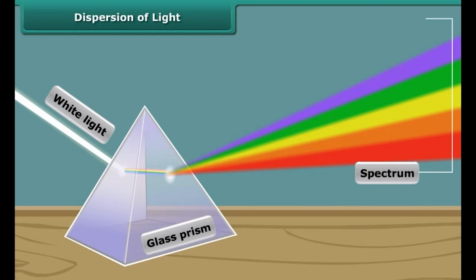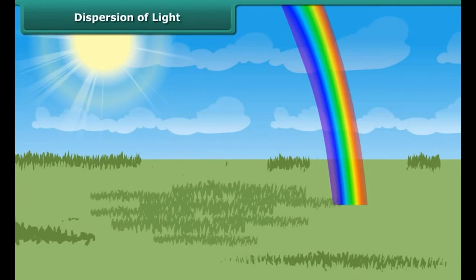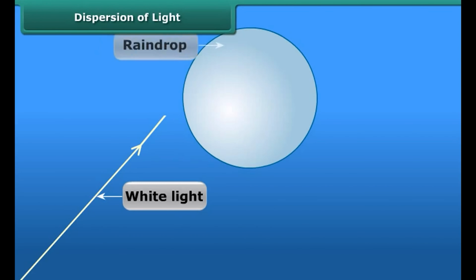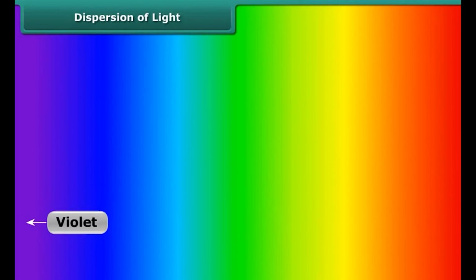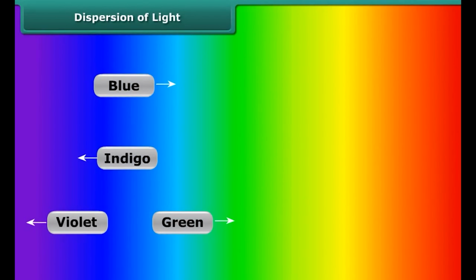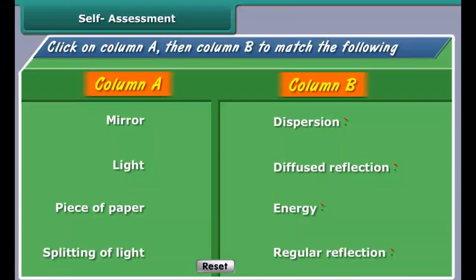Group of these colors represent the spectrum of white light. Therefore, this phenomenon of splitting of white light into its constituent colors is called the dispersion of light. Coming back to the rainbow, we can now say that the dispersion of white light passing through the water droplets formed the rainbow. The colors can be seen in the following order: violet, indigo, blue, green, yellow, orange, and red, or VIBGYOR. Students, you have to match items under column A with items under column B.